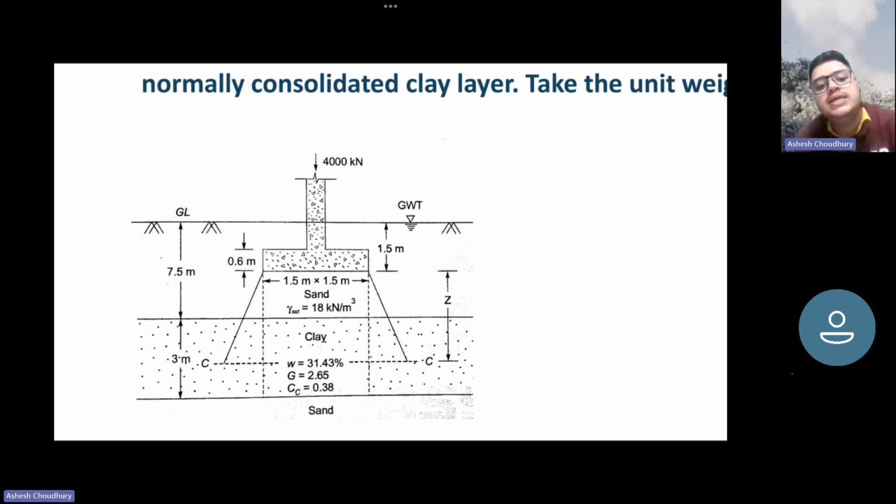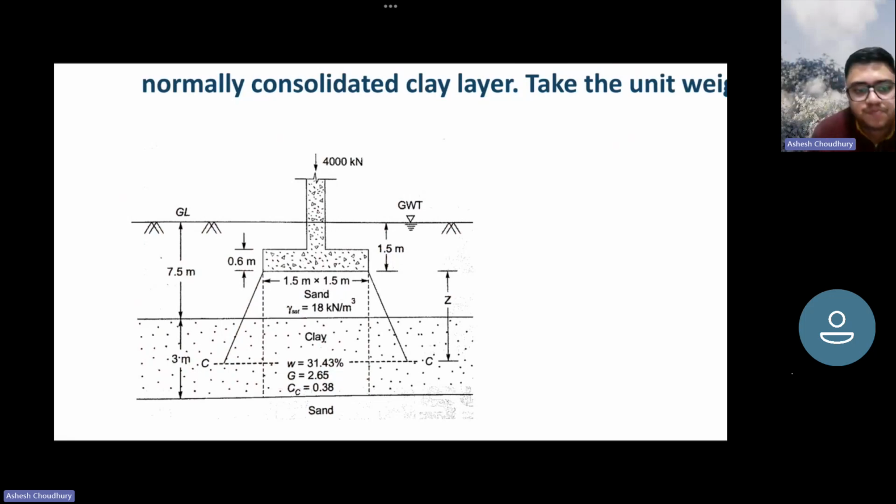For the initial effective stress, I have the unit weight of sand. I will have to calculate the unit weight of clay. The water content and the specific gravity are given to me. From the water content and specific gravity, I will be able to calculate the submerged unit weight of the clay. And I already know the saturated unit weight of the sand, from which I can calculate the submerged unit weight of the sand. Then I will know both the submerged unit weights of the sand and clay.